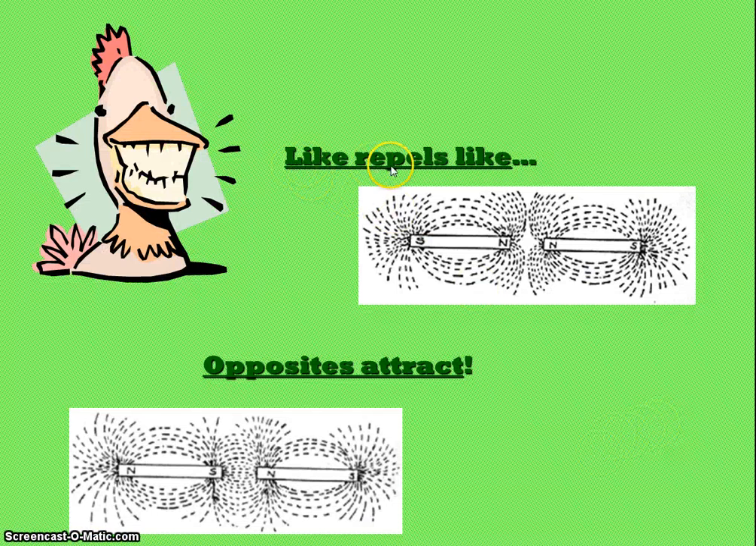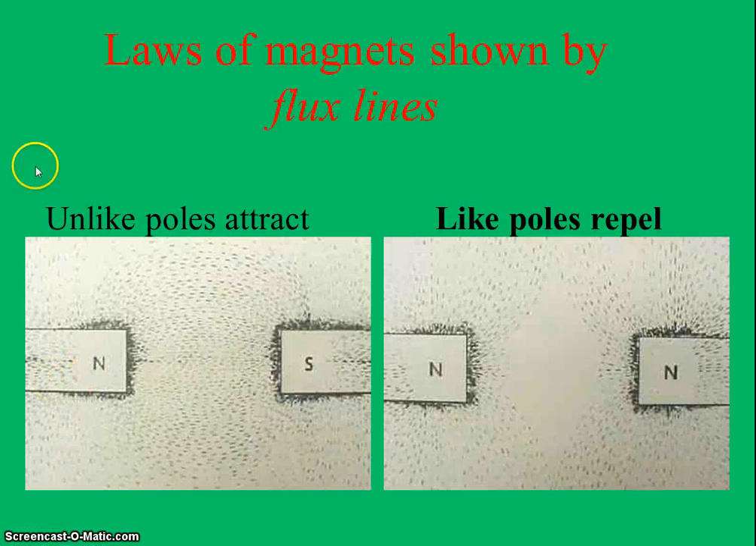So, like charges repel like charges. You can see the force repelling from north to north, and opposites attract. You can see the forces here connecting. They're attracted to each other. The law of magnets. Okay, we show this with what we call flux lines.